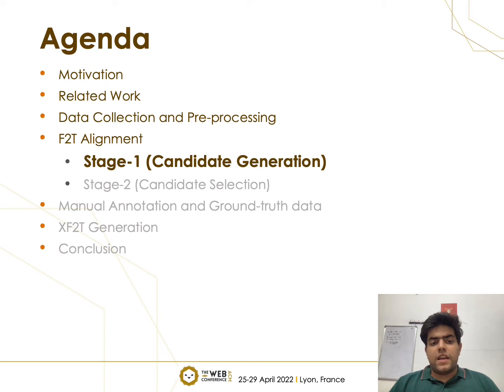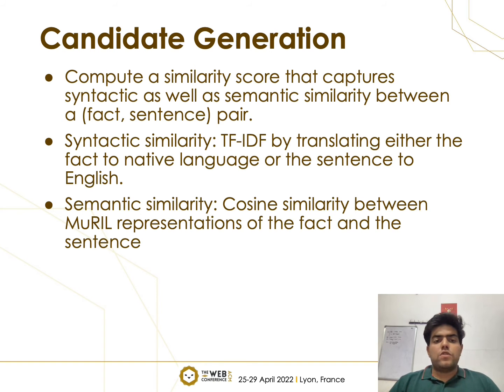Now we'll talk in detail about stage 1 of our alignment system, which is the candidate generation part. For candidate generation, we compute a similarity score that captures syntactic as well as semantic similarity between a fact and a sentence. So for every fact-sentence pair, we assign a similarity score.